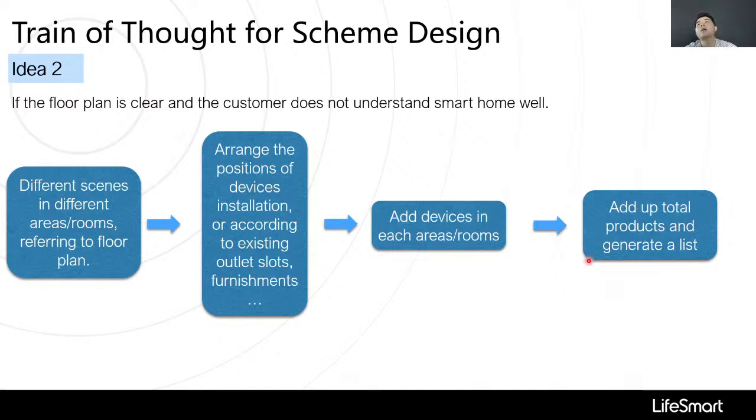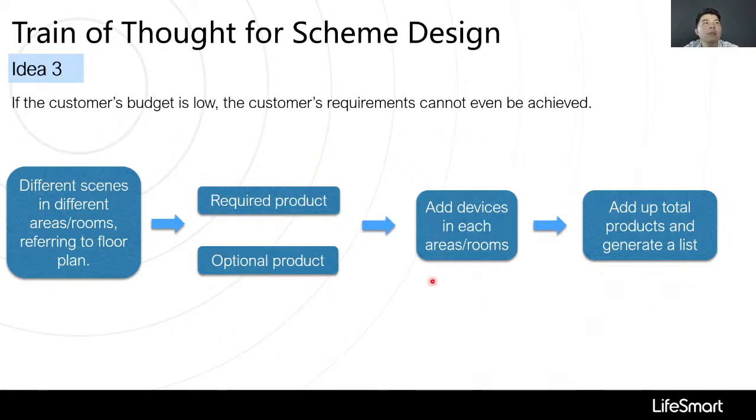And the first step is add up total products and generate a device list. Then idea 3, if the customer's budget is limited, the customer requirements cannot even be achieved. At this moment, how can we design the scheme?